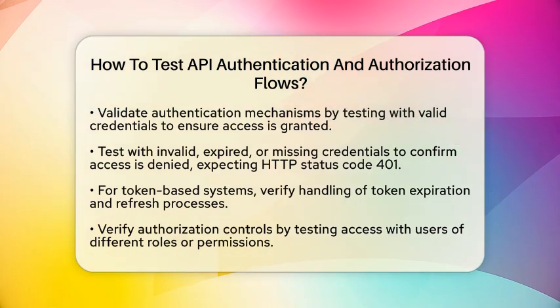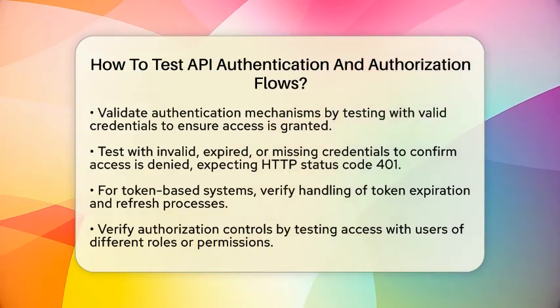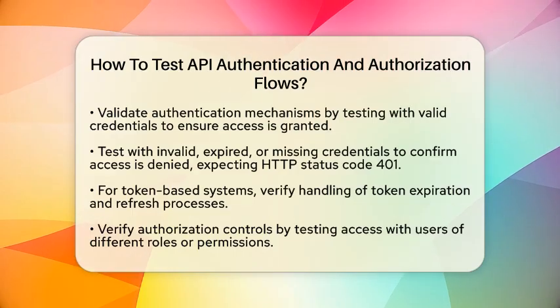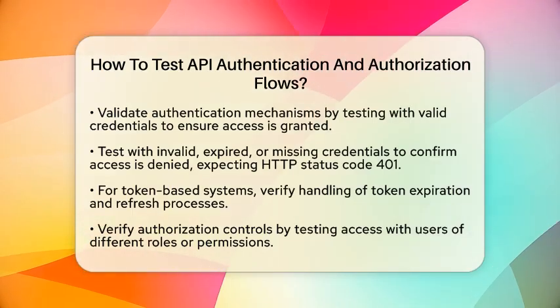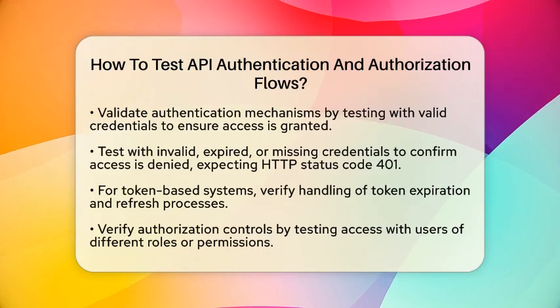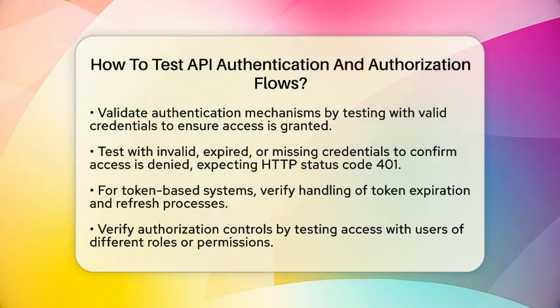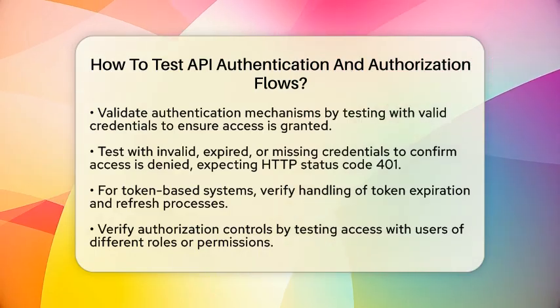For token-based systems like OAuth or JSON Web Tokens, verify how the system handles token expiration and the refresh token process. Once you have validated authentication, it's time to verify authorization controls. Test access to protected endpoints with users who have different roles or permissions.